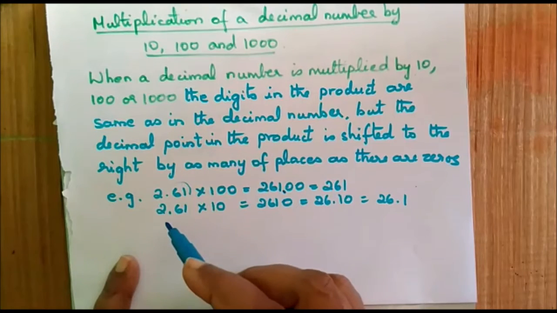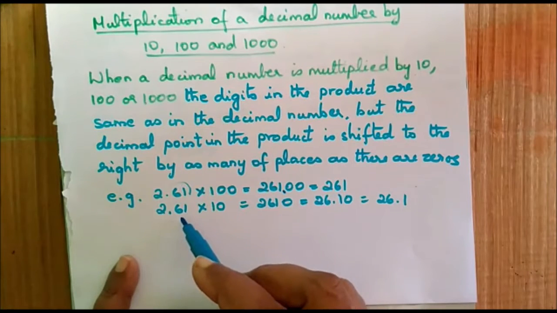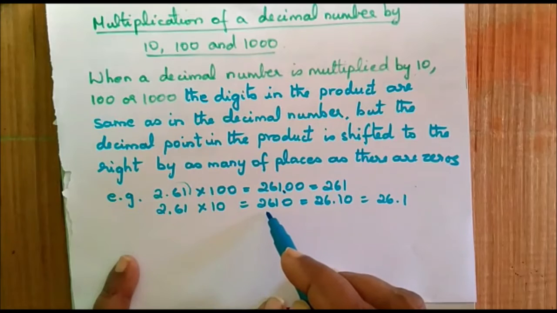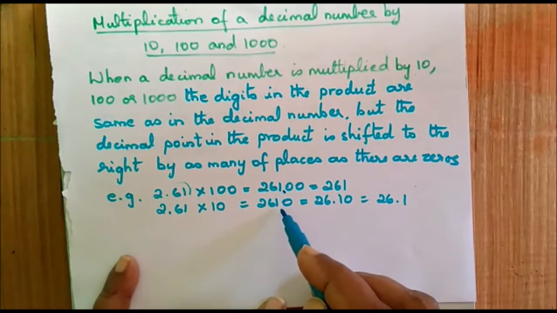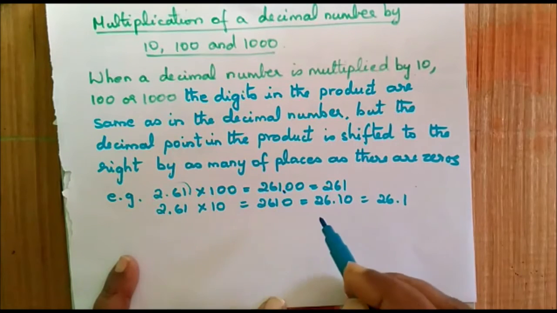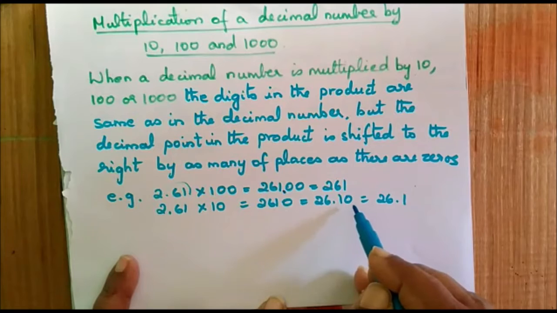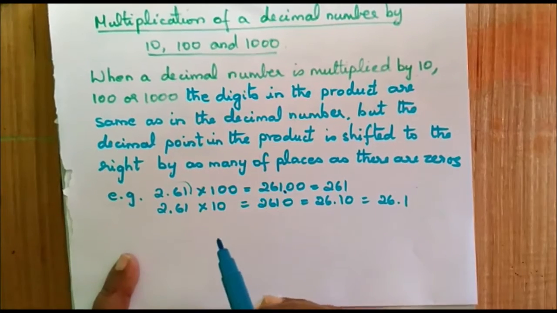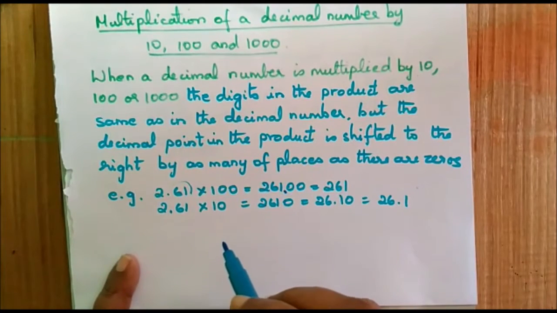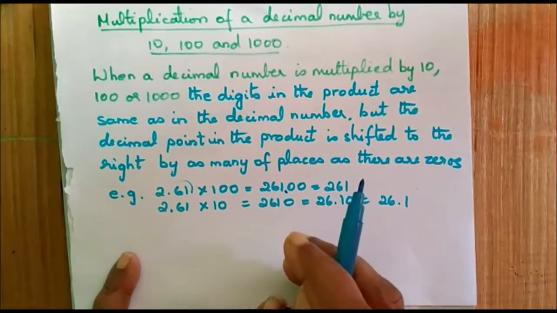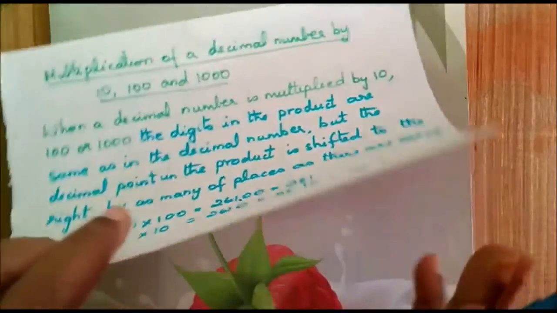Okay, similarly, when I multiply 2.61 by 10, the answer is 2610. There is 1 zero. I have to shift the point by 1 place. I get 26.1. That is 26.1. I have to shift it by 1 place because there is 1 zero. Okay, I hope you understood this.